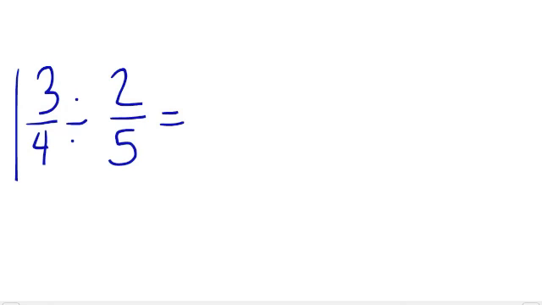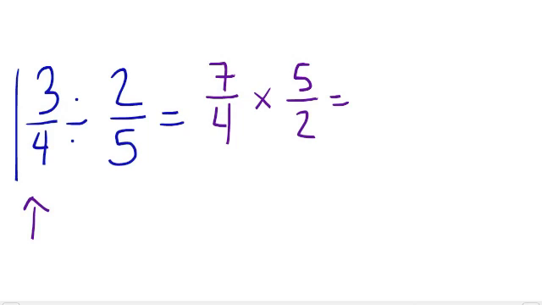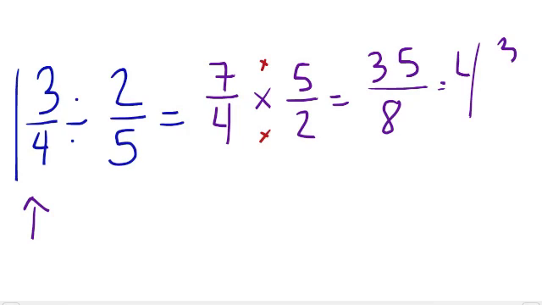Alright, so let's try another one. Remember, first thing you have to do is change this one into an improper fraction. So 4 times 1 is 4, plus 3 is 7/4. Then we're going to multiply it by the reciprocal of 2/5, which is 5/2. Then we have 7 times 5 and 4 times 2. 7 times 5 is 35, and 4 times 2 is 8. And 8 goes into 35 4 times, and that leaves 3/8.